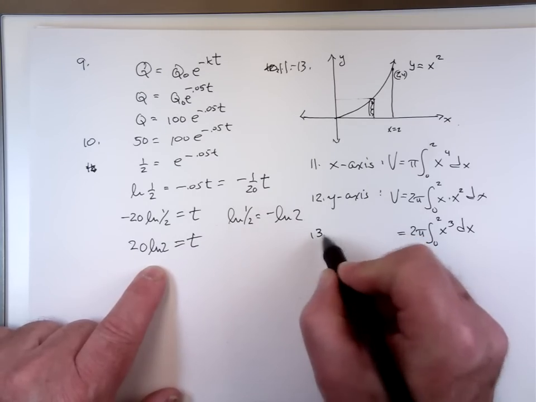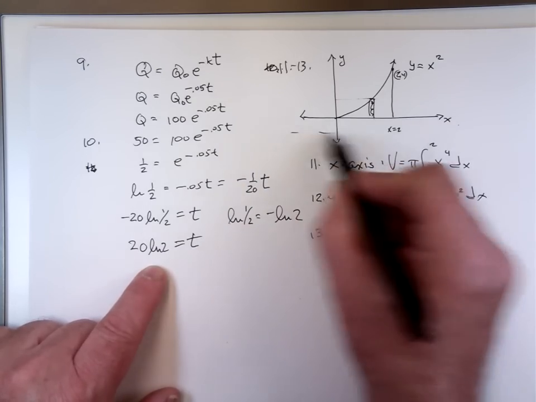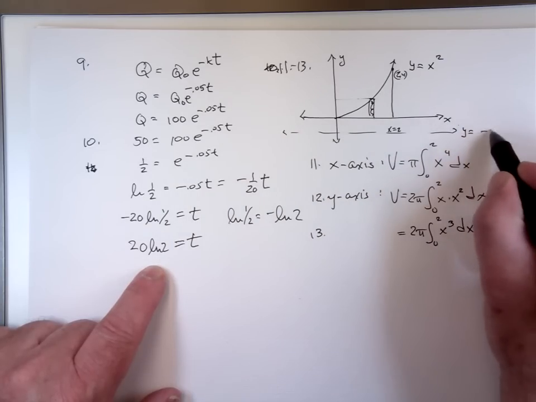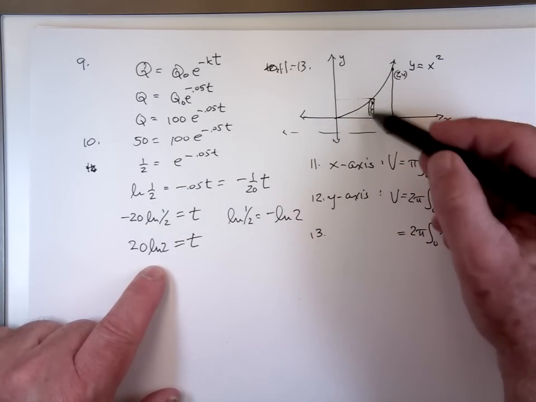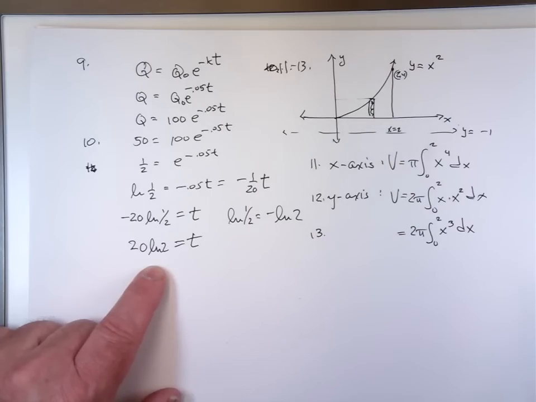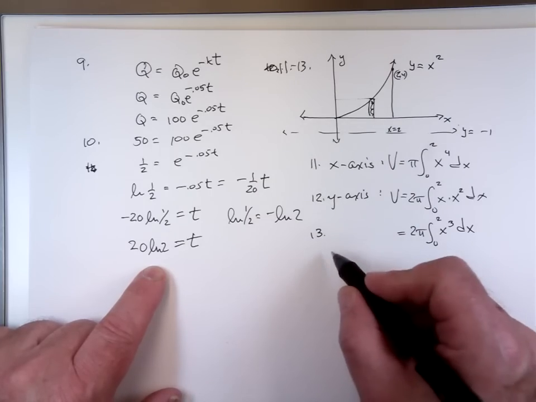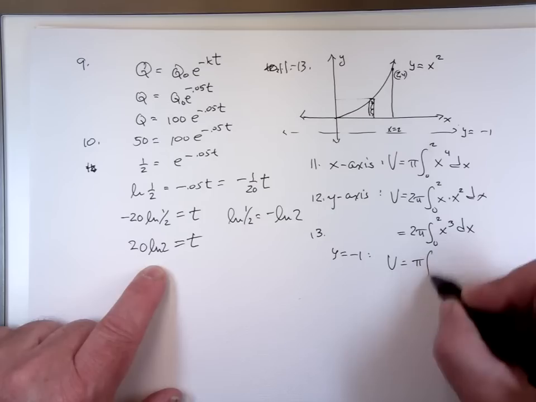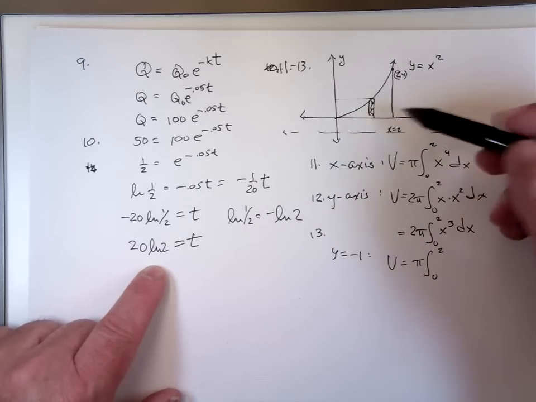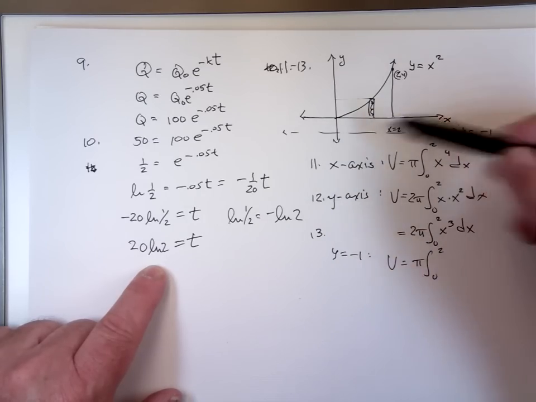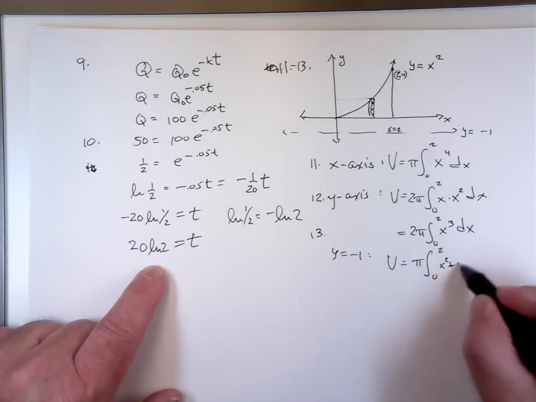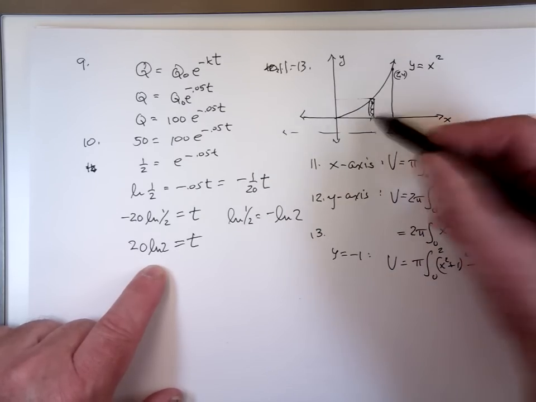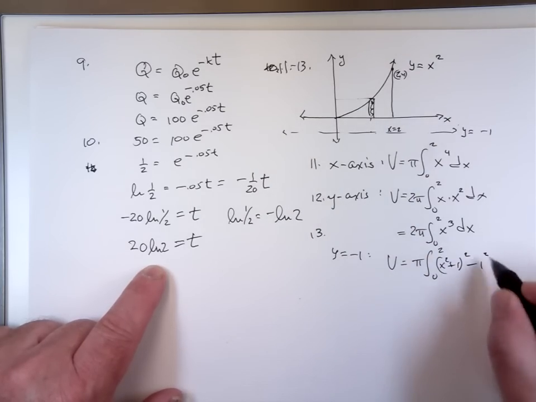And 13, revolve around the line y equals negative 1. Here's y equals negative 1. When you whip this around that line, you're going to generate a washer. Okay? That volume is equal to pi, 0 to 2, big R, which is this distance plus 1, squared, minus little r, this distance, which is 1 squared.